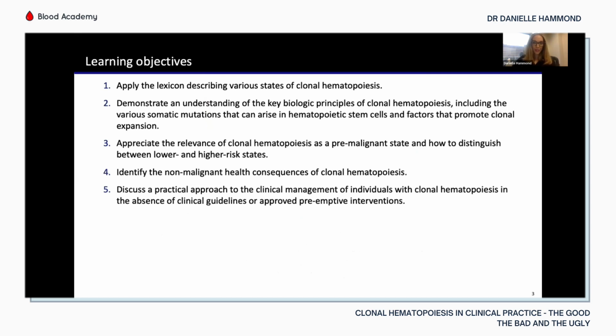So in terms of learning objectives, I think it's quite important to begin with a definition of terms. Next, I'll go through 4 key biologic principles of clonal hematopoiesis. Then we'll discuss the relevance of clonal hematopoiesis as a pre-malignant state, and very importantly, how to distinguish between lower and higher risk states. We will then discuss the surprising non-malignant health consequences of clonal hematopoiesis. And last but not least, we'll discuss a practical approach to managing individuals identified with clonal hematopoiesis in the absence currently of any consensus clinical guidelines or approved preemptive interventions in North America or otherwise.